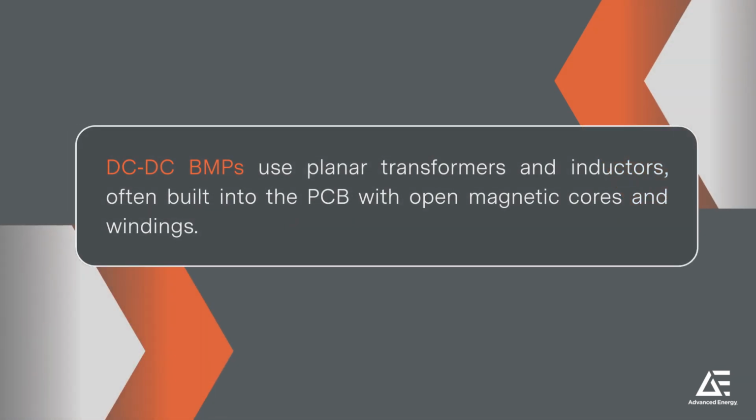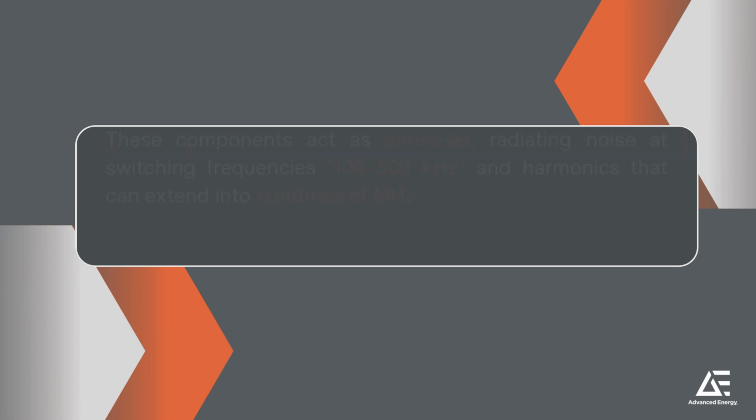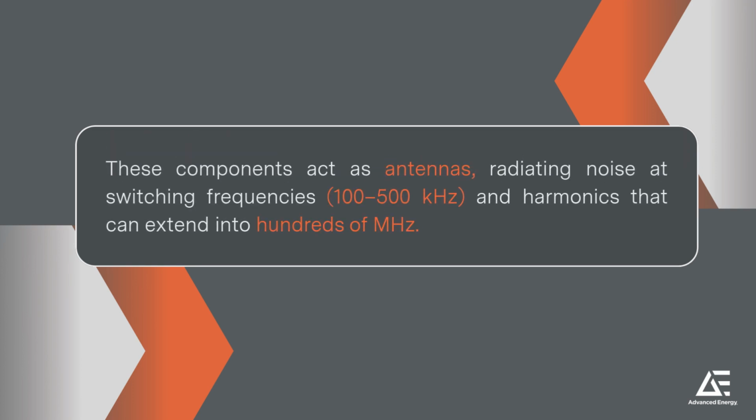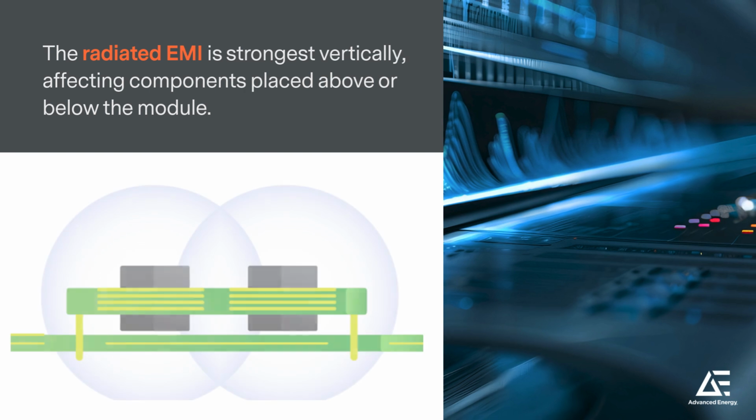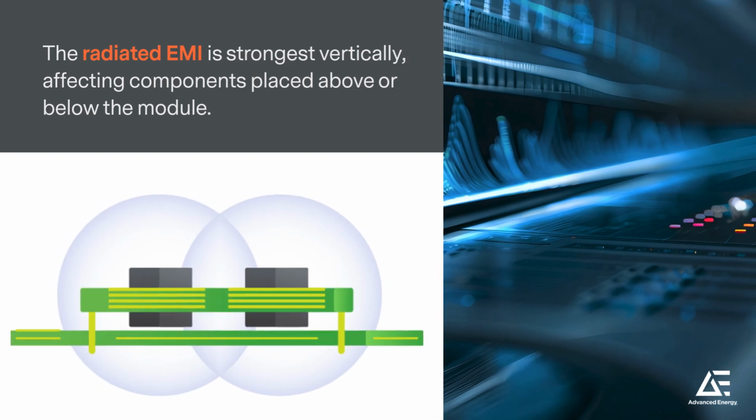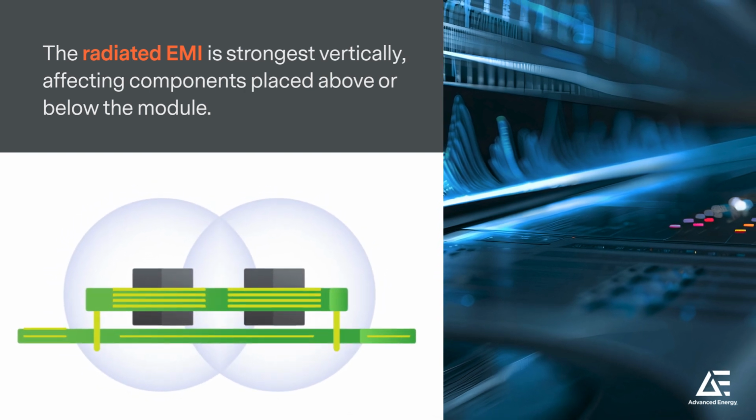DC-DC BMPs use planar transformers and inductors, often built into the PCB with open magnetic cores and windings. These components act as antennas, radiating noise at switching frequencies, which are typically 100 to 500 kHz as the fundamental frequency, and the associated harmonics, which can extend into hundreds of megahertz. The radiated EMI is strongest in the vertical direction, affecting components placed above or below the module.